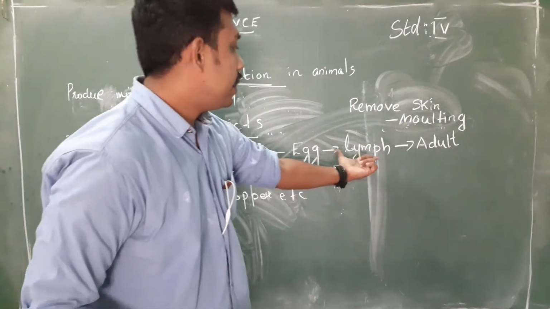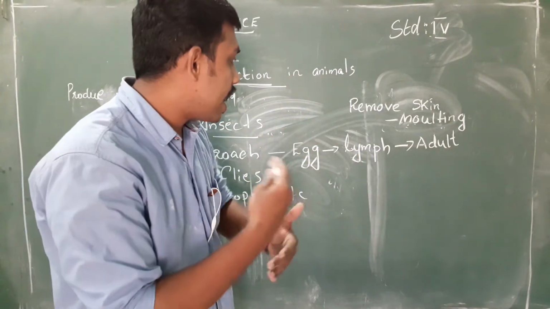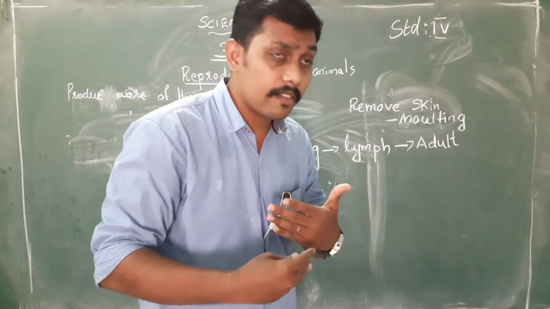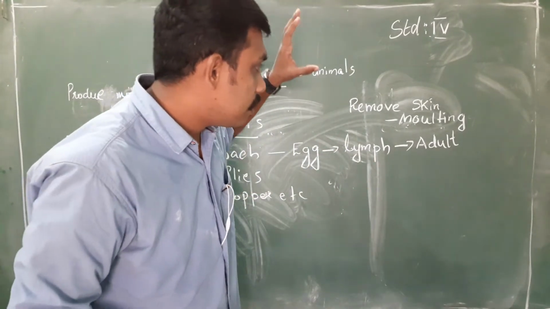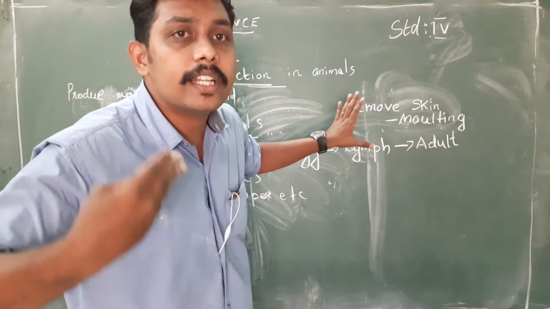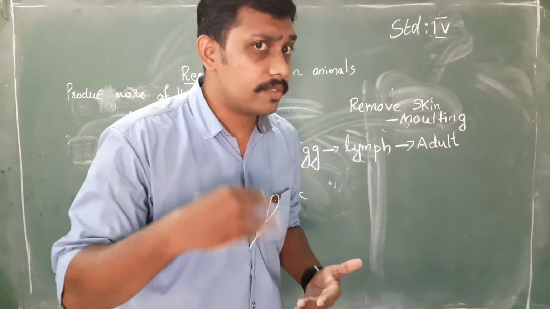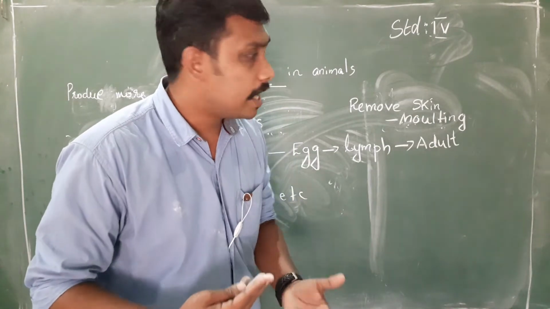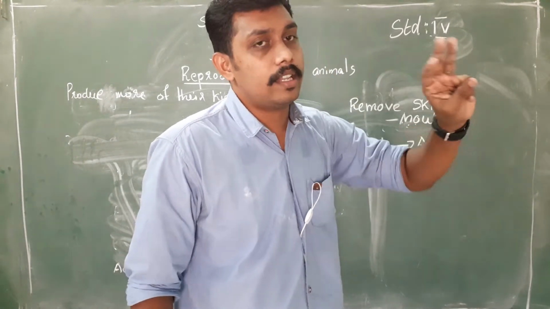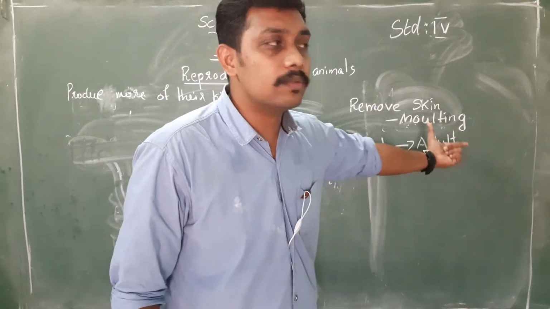The nymph is the living being that comes from the egg with hatching. After hatching, the nymph is formed. The nymph then develops in several stages. In those developmental stages, it sheds its skin, that is, it removes its skin. That process is called molting. After so many moltings, it becomes the adult cockroach. So in the case of cockroach, there are mainly three stages. The first is egg, the second is nymph, and the third is adult.